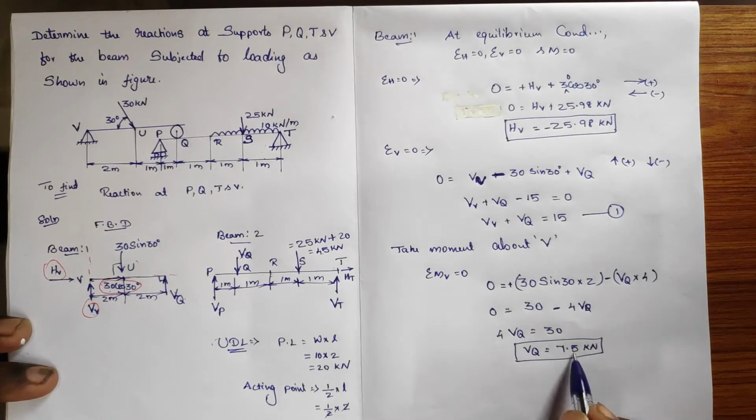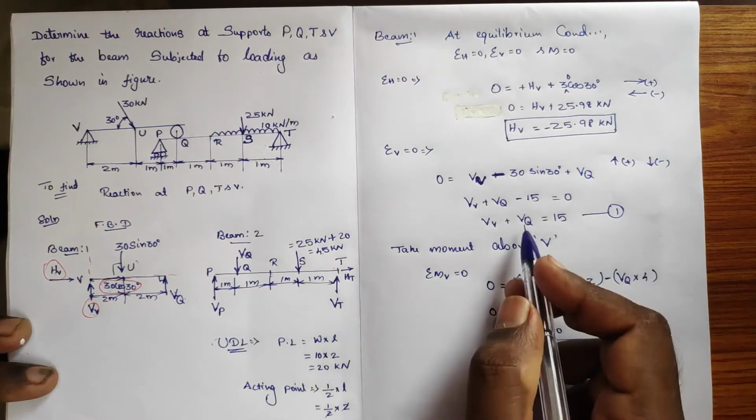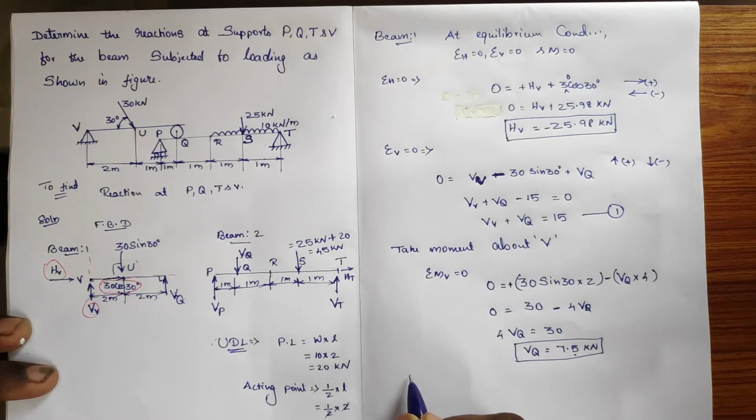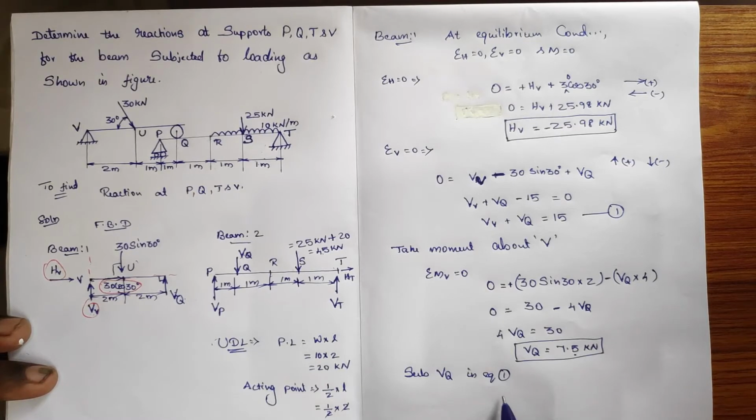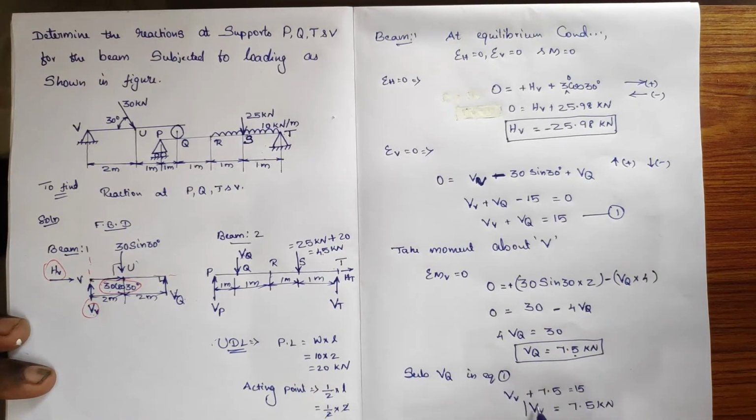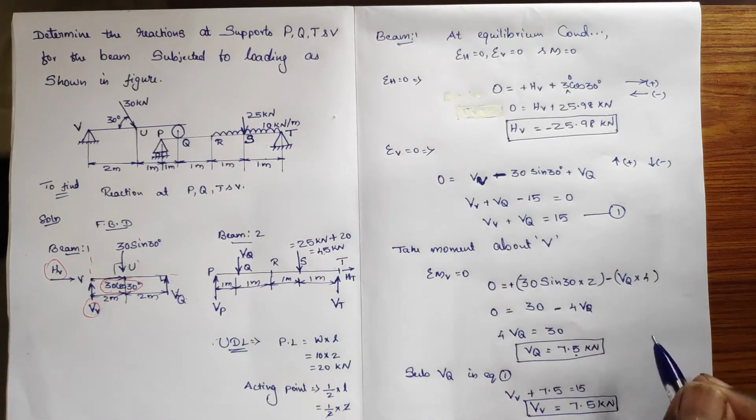So now just substitute this VQ value in equation number 1, and you shall get VV. So I'm substituting VQ in equation number 1. Okay, so VV plus 7.5 is equal to 15. So VV is equal to 15 minus 7.5, we just get 7.5 kilonewton. Okay, so we have calculated this.